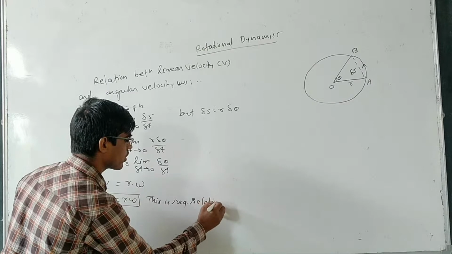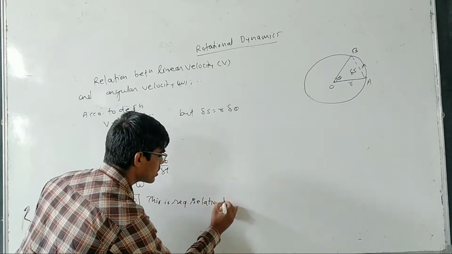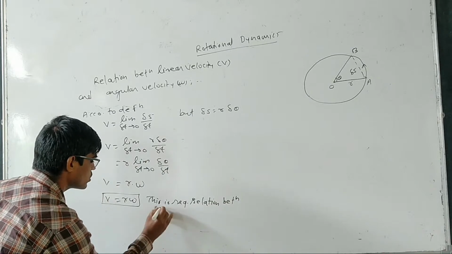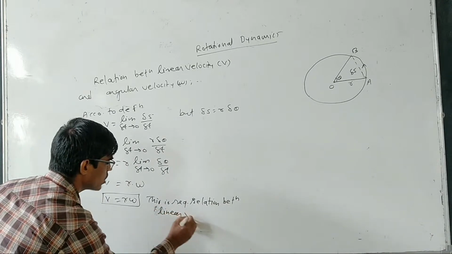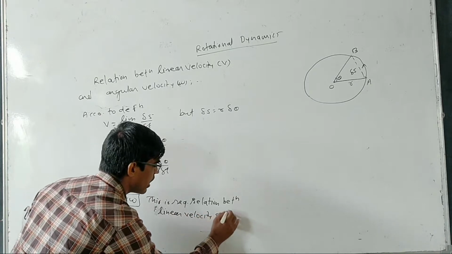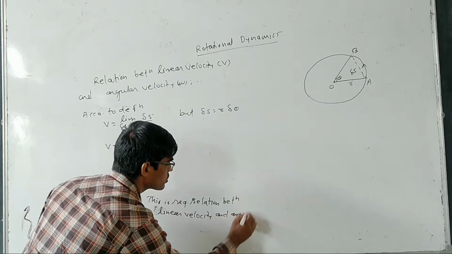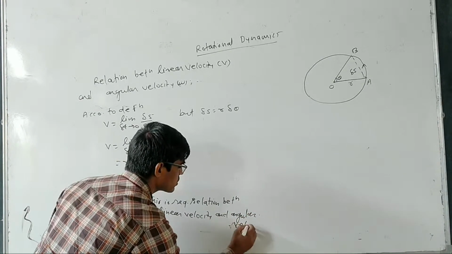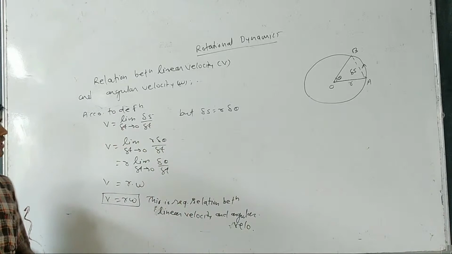This is the relation between linear velocity and angular velocity. So this is the required relation between linear velocity and angular velocity.